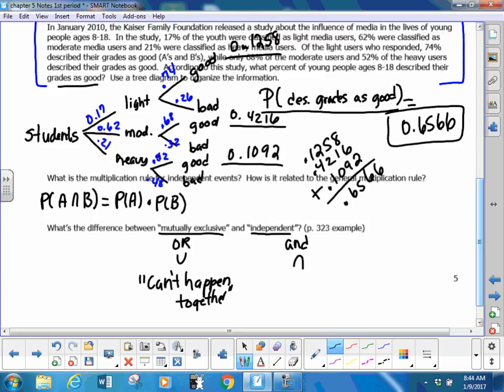Independent, you want to think about whether it's independent when you're looking at "and" statements. It just means you ask yourself a question: if you know A has happened, does it affect B? A good example of independence is if you flip a coin and roll a die, whether you get heads or tails has no effect on what number you get on your die. And we looked at how to mathematically prove that.